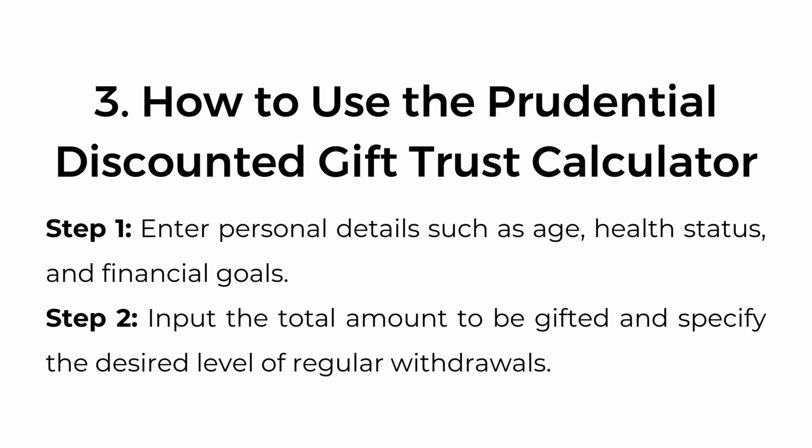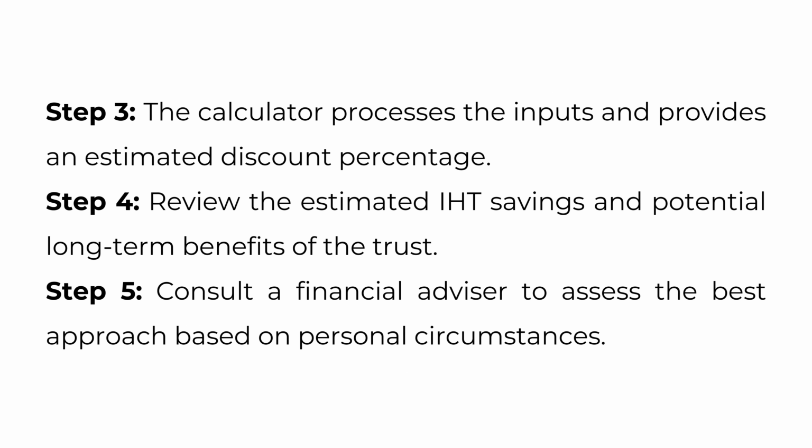3. How to use the Prudential Discounted Gift Trust Calculator. Step 1. Enter personal details such as age, health status, and financial goals. Step 2. Input the total amount to be gifted and specify the desired level of regular withdrawals. Step 3. The calculator processes the inputs and provides an estimated discount percentage.